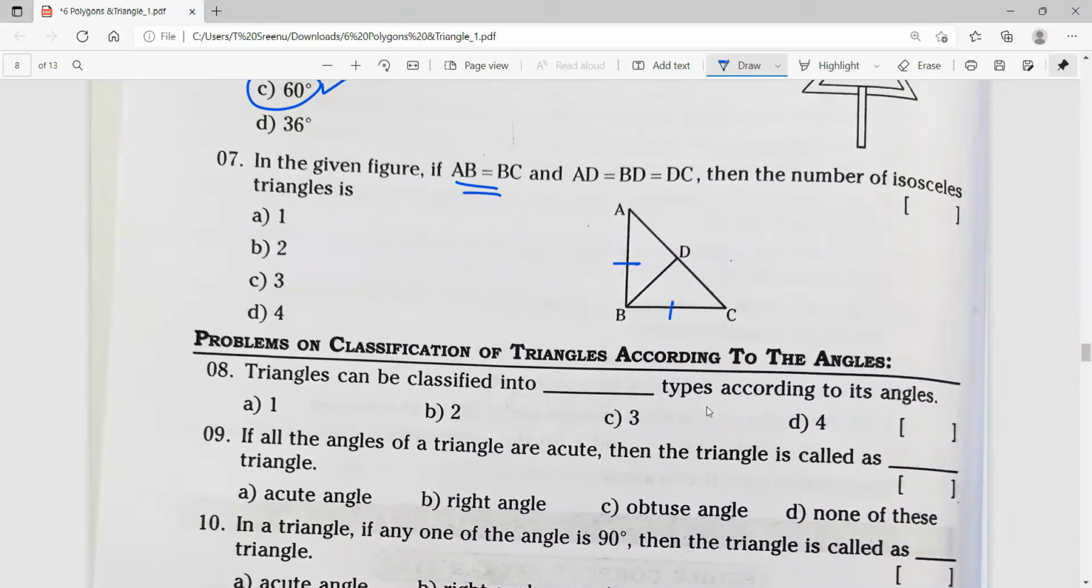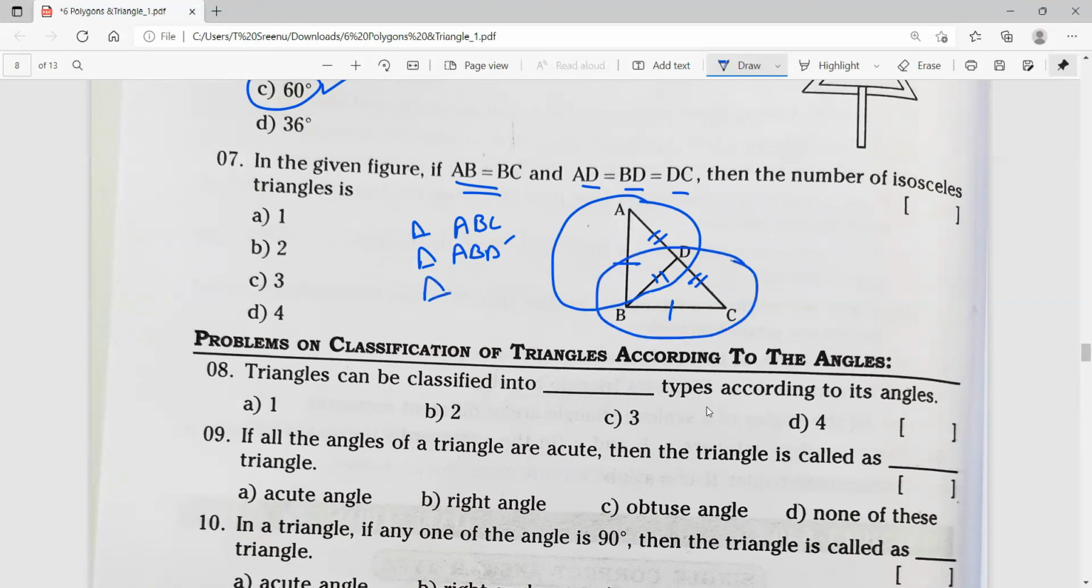Seventh. In the given figure, AB is equal to BC. These two sides are equal. AD, BD, DC are all equal. Then the number of isosceles triangles? Isosceles triangle means two sides should be equal. First, ABC is an isosceles triangle, the big one. And ABD is an isosceles triangle. And BDC is an isosceles triangle. So how many did we get? Total 3. Okay, big one or small two.